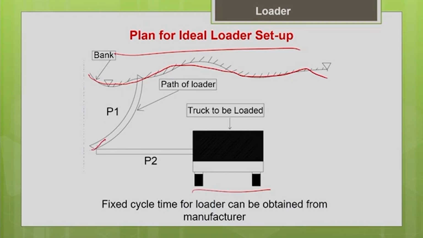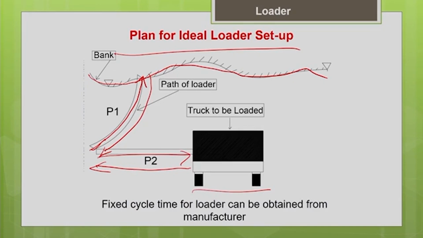The loader first moves to the bank, excavates the material, then applies the reverse gear and moves in the reverse direction. Now, it will move forward to the truck and dump the material into the truck. Again it takes the reverse gear, moves in the reverse direction and gets ready for the next cycle. This is how the production cycle gets repeated.